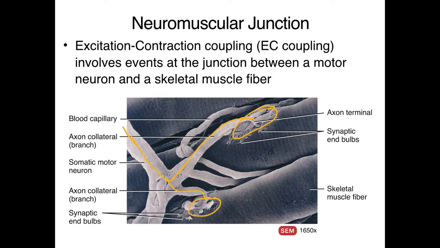And even though you had an electrical signal coming down here, it's going to have to take a chemical form to bridge that gap. The electrical field can't actually bridge that gap. We're going to have to get the release of chemicals that will carry the signal from the nerve to the muscle.